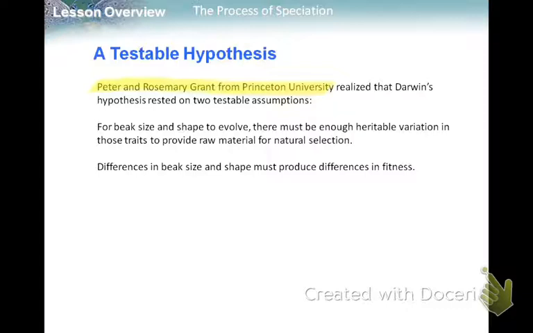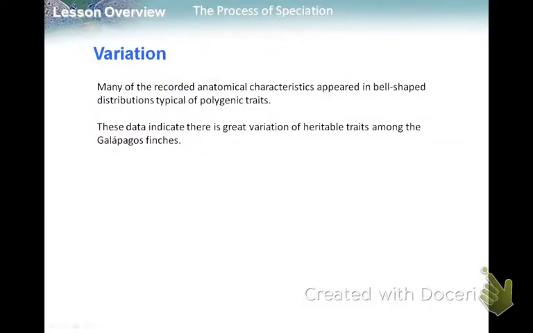So Darwin's hypothesis, again, has two testable assumptions. For beak size and shape to evolve, there must be variation to provide raw material for natural selection, and differences in beak size and shape must produce differences in fitness. So first of all, variation. We have a bell-shaped distribution of polygenic traits. What that indicates is there's great variation among the Galapagos finches of those inherited, heritable traits.